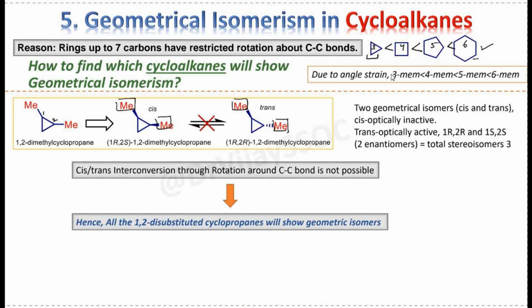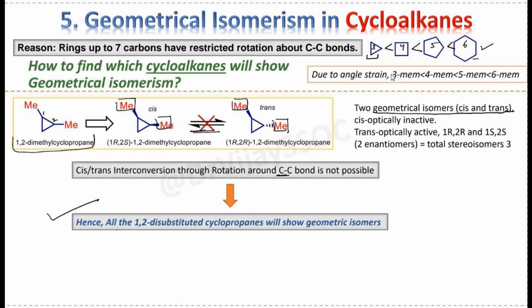And these cis and trans forms are not interconvertible at room temperature because of the restricted rotation around the carbon-carbon single bond, and hence all the 1,2-substituted cyclopropanes can show geometrical isomerism. So the question comes, how many geometrical isomers are possible for 1,2-dimethylcyclopropane? There are 2 geometrical isomers, cis and trans.